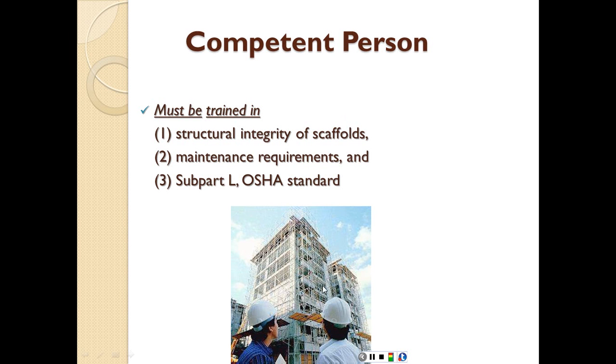In case of scaffolding, the competent person must be trained in structural integrity of scaffolds to make sure that the different components are strong enough and properly connected. Maintenance requirements, if something needs to be replaced or fixed. And they also have to be trained in Subpart L, which is this particular subpart with the OSHA standards.